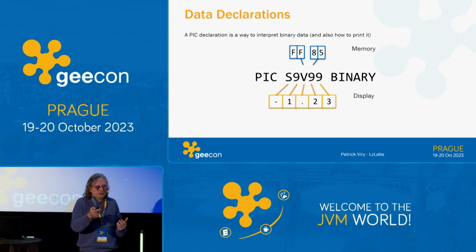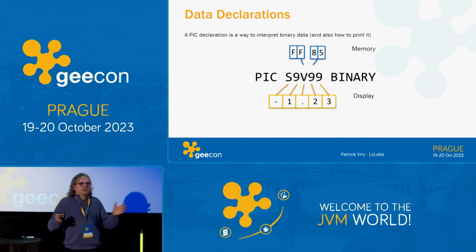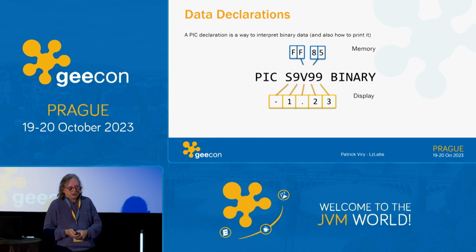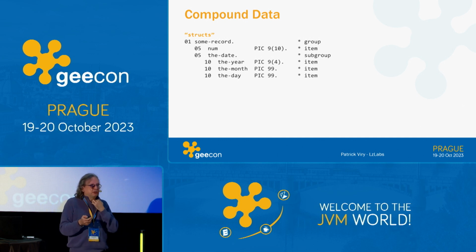Okay? So this is the representation you would see in Java. The same. Okay? So there are lots and lots and lots of picture clauses, but basically the idea is always the same, like here. Okay? Then you have compound data. So this is something a bit like a struct in C.